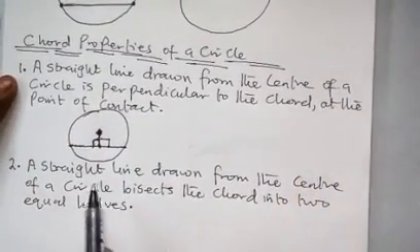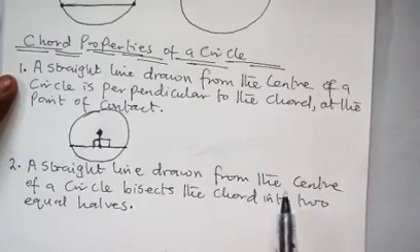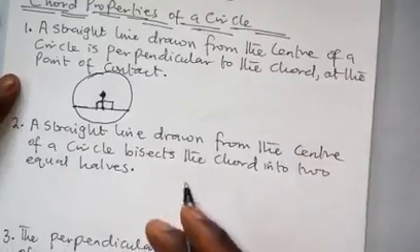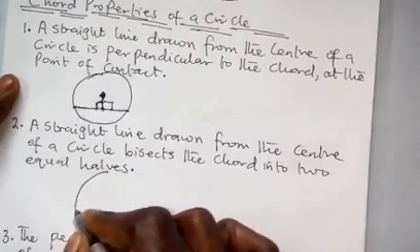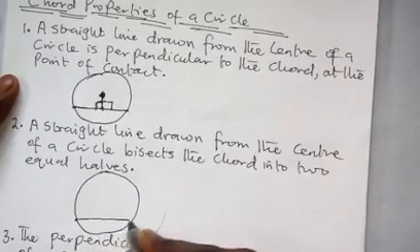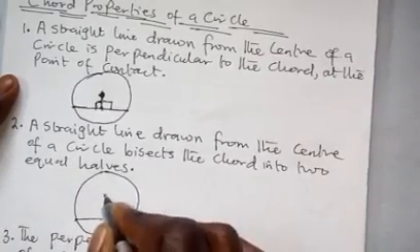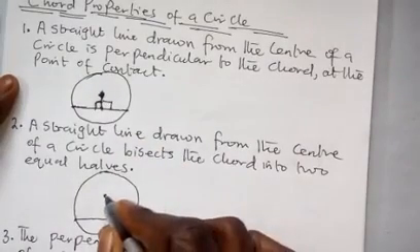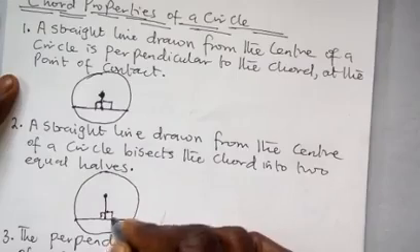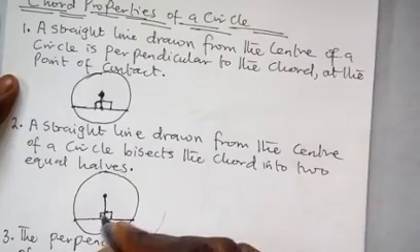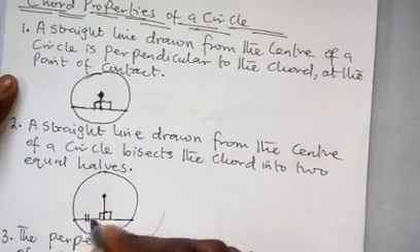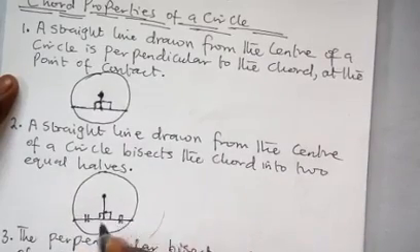Okay, now let's go to the second property. A straight line drawn from the center of a circle bisects the chord into 2 equal halves. So if you draw up a circle this way, and then you draw up the chord and indicate the center. Now don't forget from the first property, once I draw a straight line to touch the chord, that means that line must make 90 degrees with the chord. Now apart from it making 90 degrees with the chord, it also divides the chord into 2 equal halves.